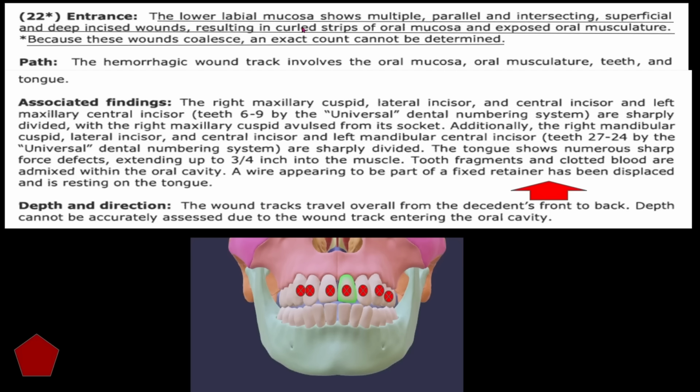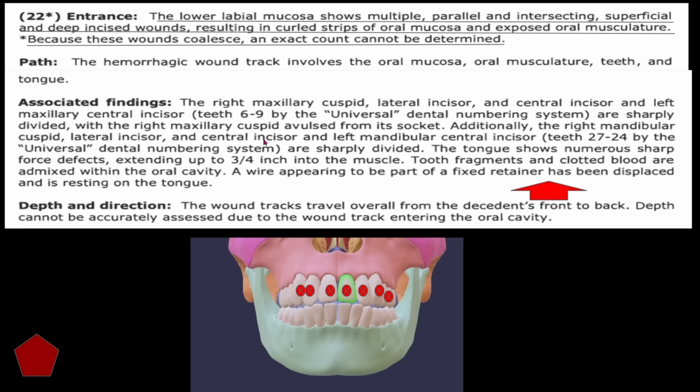The lower labial mucosa shows multiple parallel, intersecting, superficial, and deep incised wounds. Now, this is actually going to be stab wounds. They're calling them stab wounds of the teeth area because it goes through and you can see the right lateral incisor, central incisor, left incisor are sharply divided. So that means a stab to the teeth when they're sharply divided.